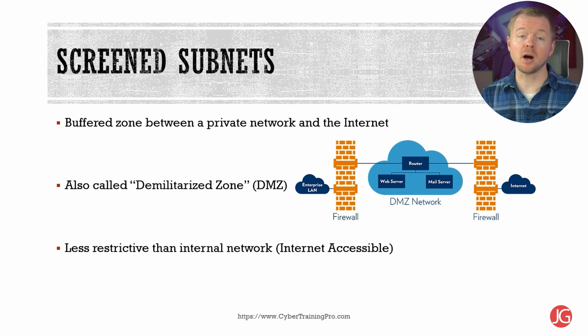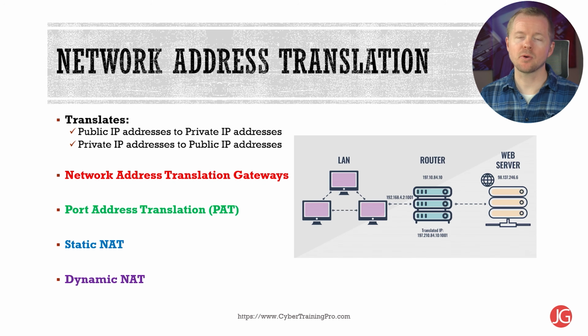Screened subnets, which we also call demilitarized zones, or DMZs, are a potential third area of our network, and that serves as a buffered zone between a private network and the internet. We'll have some protections in place for the DMZ, but these areas are accessible to the internet. That way employees can access services like their email. NAT, or Network Address Translation, is the protocol that we use to translate public IP addresses to private IP addresses and private IP addresses back to public addresses.